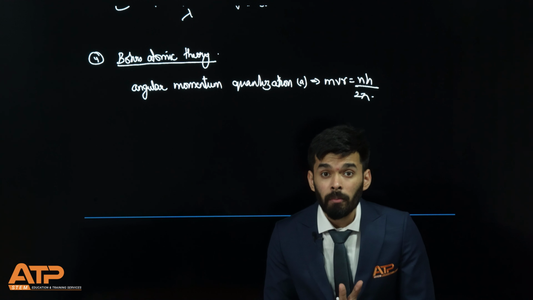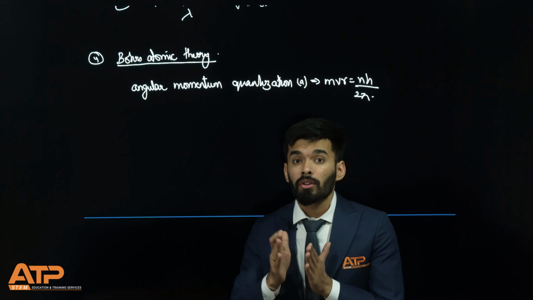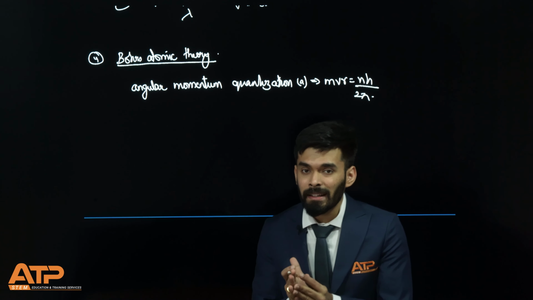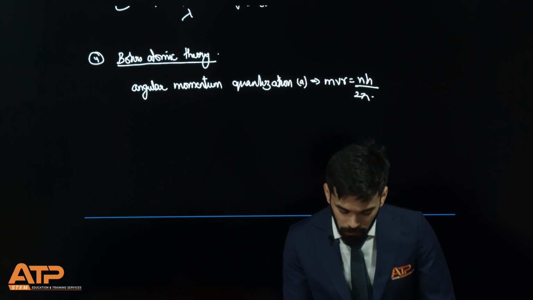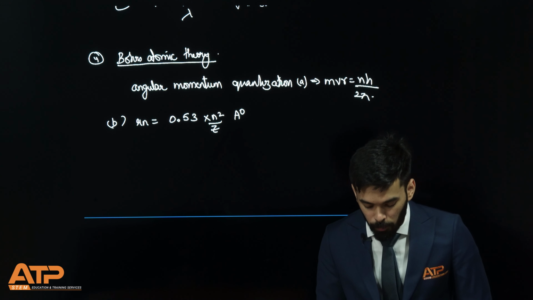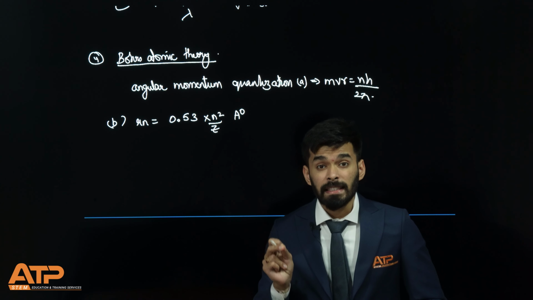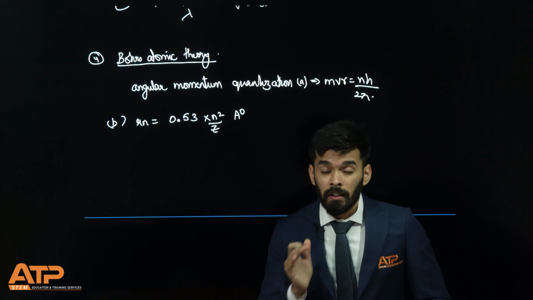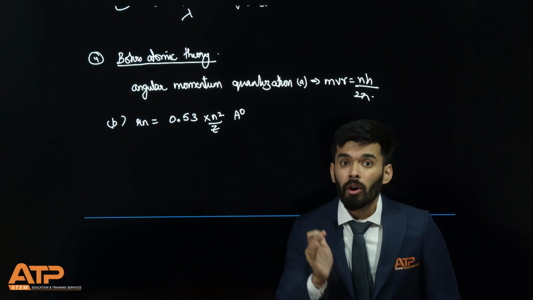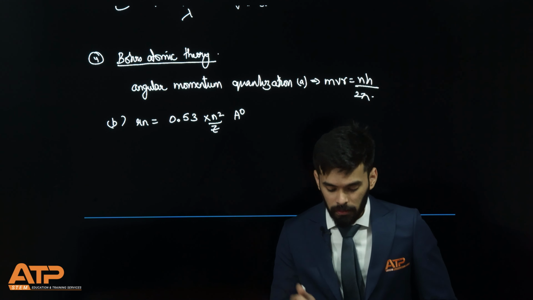Now from this particular formula, a lot of other formulas can be derived. The derivation of those formulas is not important from either school point of view or from competitive examination point of view, so we will skip the derivation and directly go on to the formulas. The radius of any shell can be calculated by this formula, which is equal to 0.53 into n square by z, where n is the shell number, z is the atomic number. We can use this formula to calculate radius of any shell. This formula will give the value of radius in angstrom. 1 angstrom is equal to 10 to the power minus 10 meters.